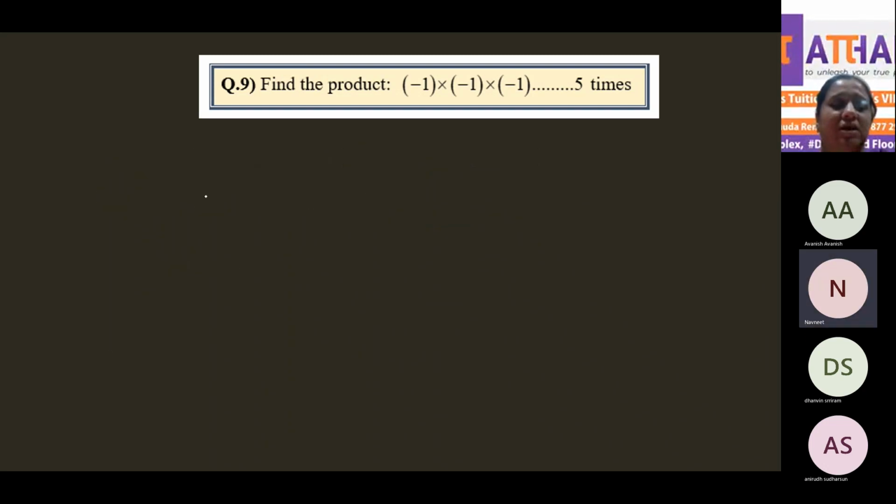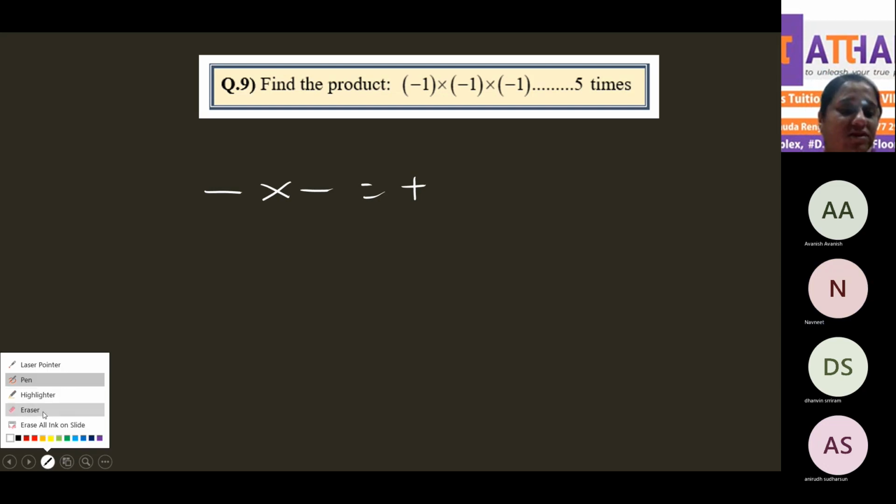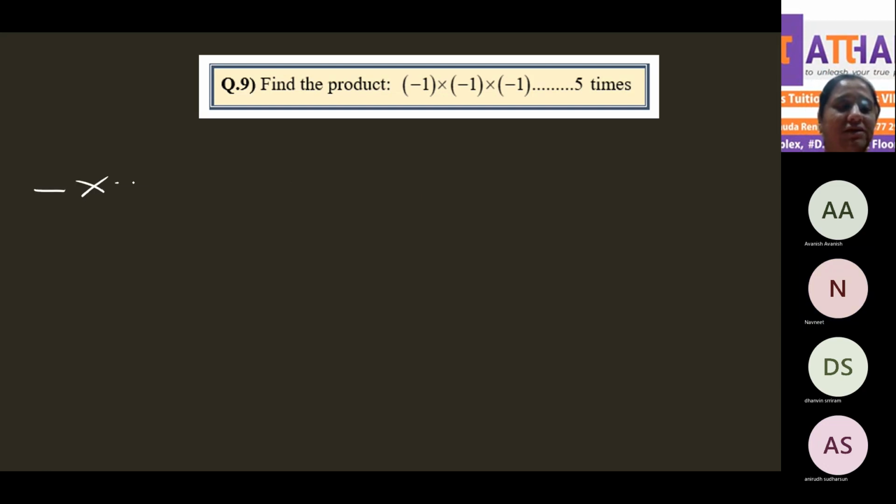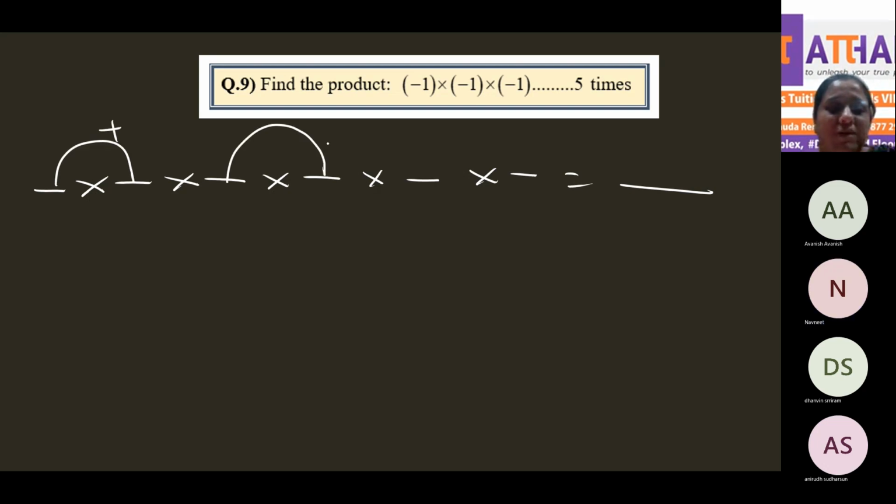Now this is the next thing. Now we know that minus into minus is plus, correct? Yes, ma'am. When you multiply two minus signs, the result is plus. So tell me, what is minus into minus into minus into minus into minus into minus equal to? Plus.